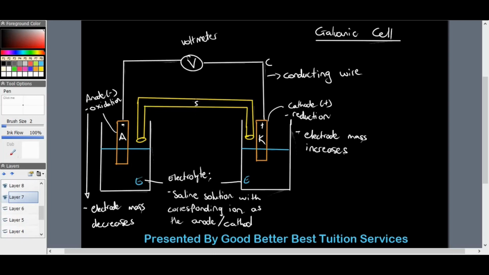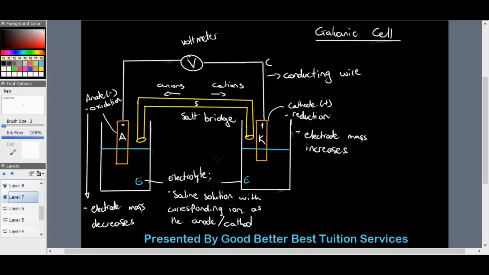The next thing we have is the S over here, which is known as the salt bridge. Let me just make the bridge a little clearer. There we go. It's known as the salt bridge. And what happens with the salt bridge, it allows the flow of anions and also cations. Anions and cations are allowed to flow through the salt bridge.